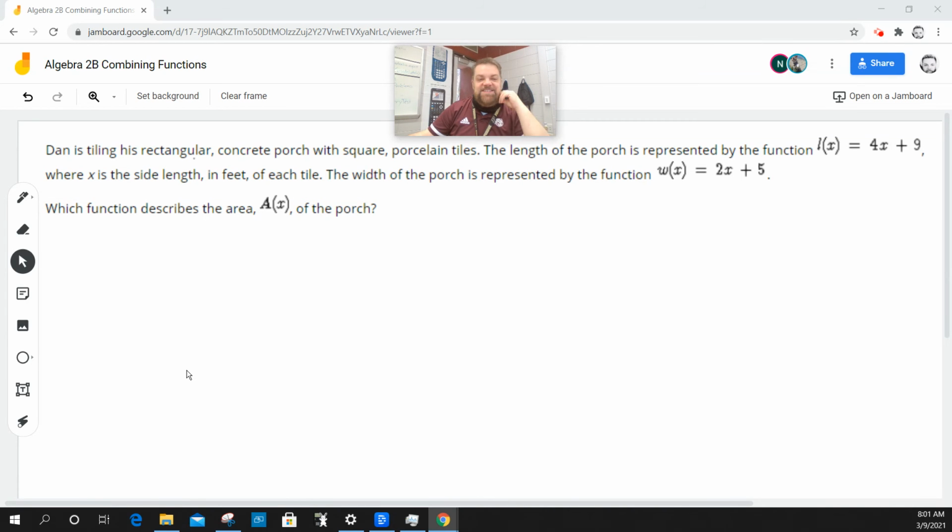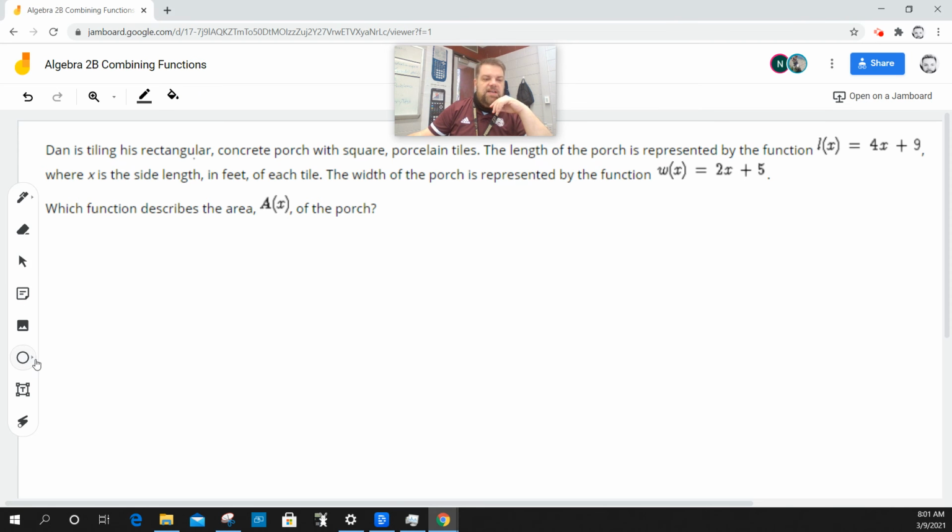Hannah's tiling his rectangular concrete porch with square porcelain tiles. The length of the porch is represented by 4x plus 9, where x is the side length in feet of each tile. And the width of the porch is 2x plus 5. What is the function of the area of the porch?